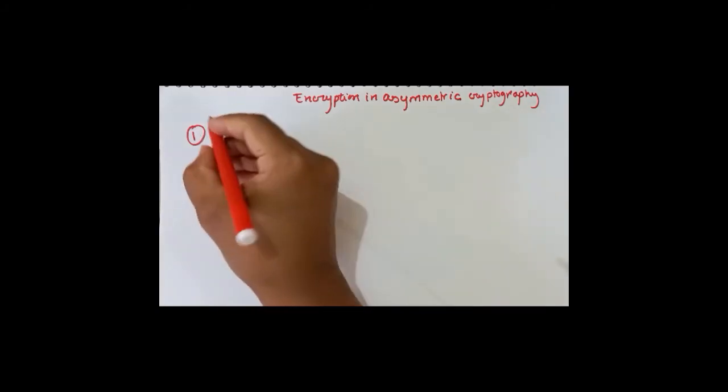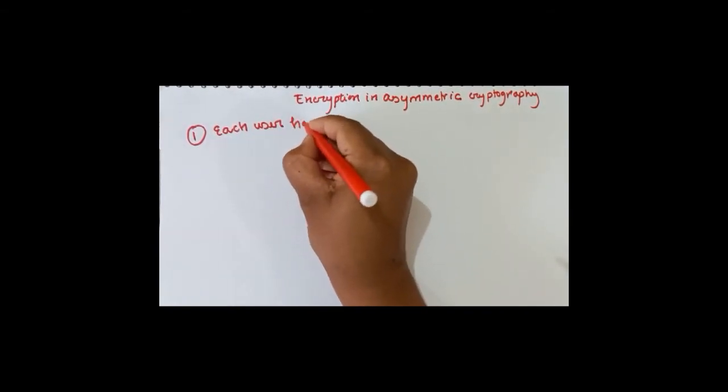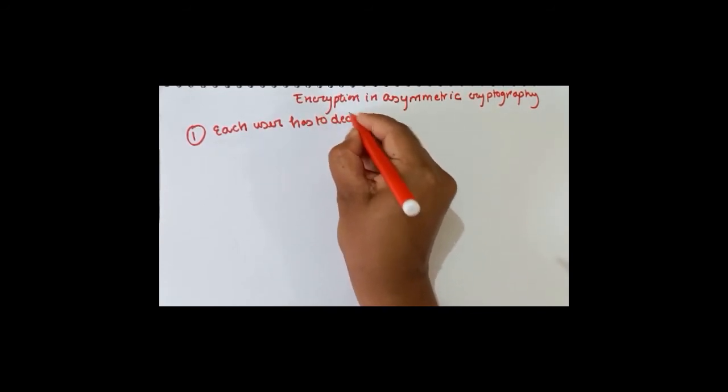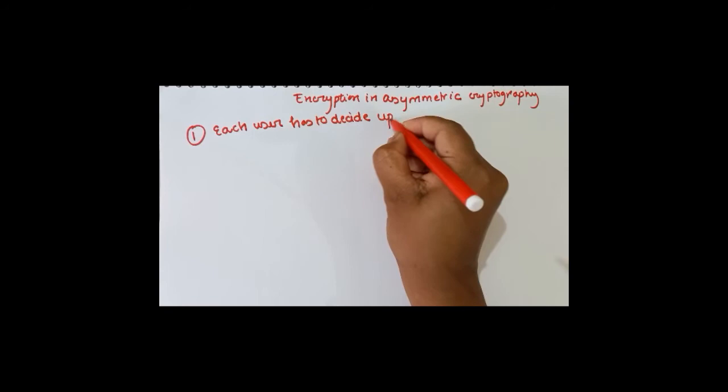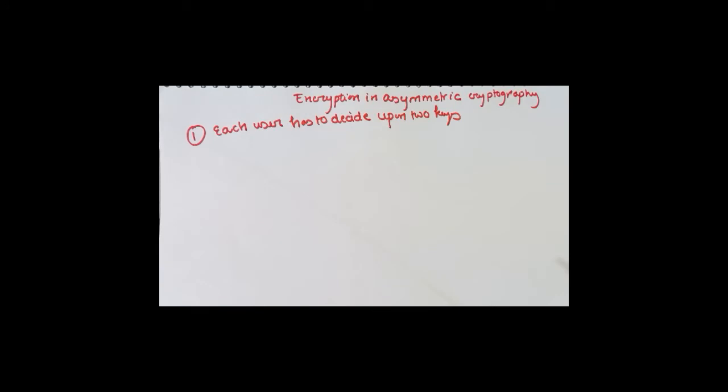The first thing is that each user generates a pair of keys. Anyone who wants to communicate will first generate the pair of keys. For example, if I want to communicate, I will first generate a pair of keys. That is, I will generate two keys, one for encryption and the other for decryption of a message. So the first step is each user has to decide upon two keys, one for encryption and the other for decryption.